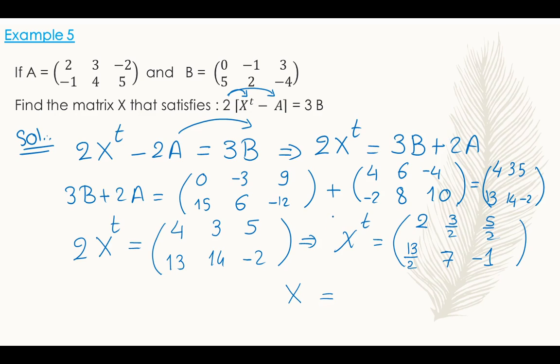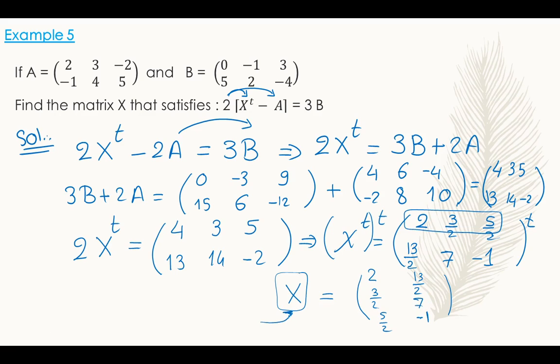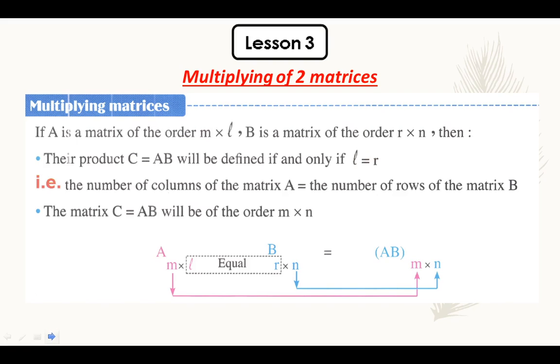So we can say that the transpose of X transpose equals the matrix X. We find the transpose of this matrix by changing rows to columns: 2, 3 over 2, 5 over 2, and the other row will be 13 over 2, 7 and negative 1. So now you get the value of the matrix X.